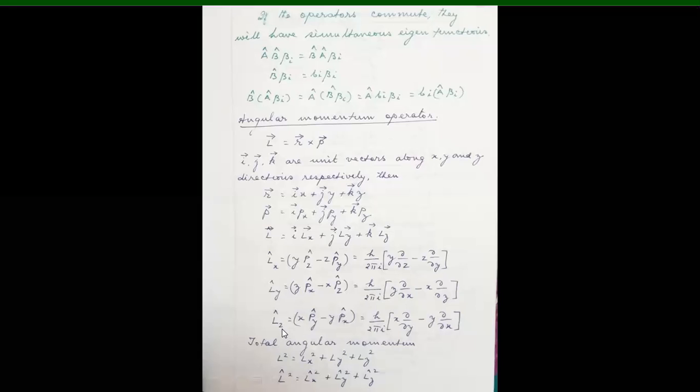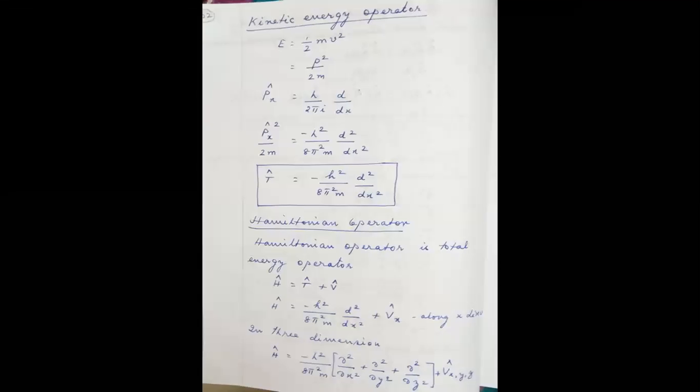Similarly, for the Lz operator, z, x, y. See that cyclic change: x y z, y z x, z x y. Then you interchange, so it is h by 2 pi i times x dou by dou y minus y dou by dou x. So the total angular momentum L square is equal to Lx square plus Ly square plus Lz square. Similarly, the L operator square is equal to Lx operator square plus Ly operator square plus Lz operator square.